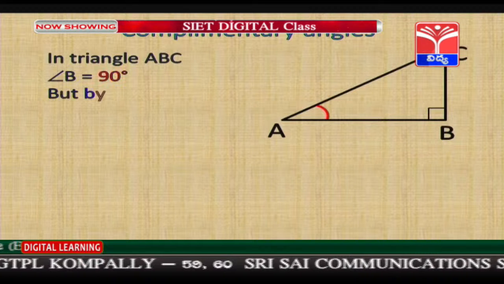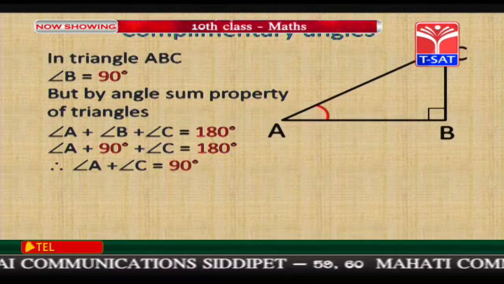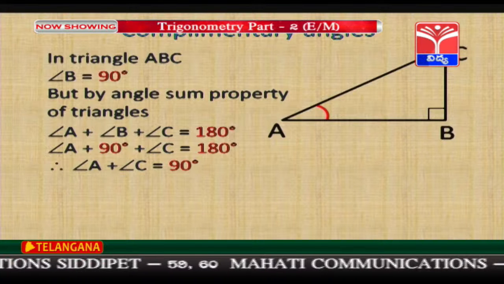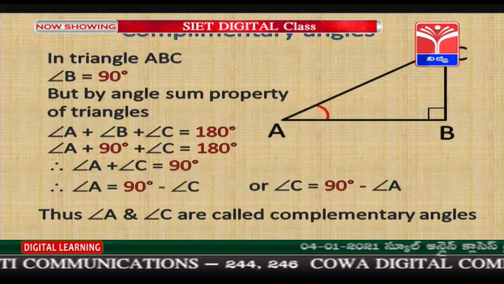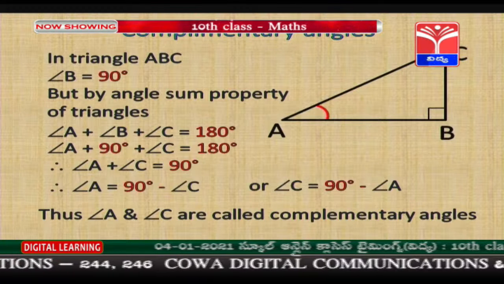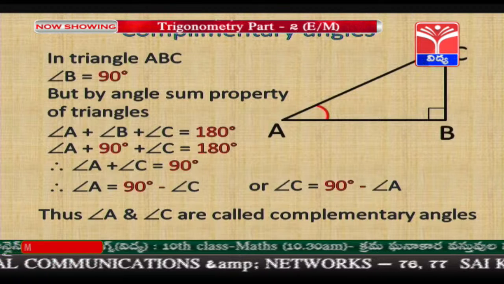So, now we are going to discuss the complementary angles. As we have earlier discussed, if you have 3 angles in a triangle and one of the angles is 90 degrees, the sum of the remaining 2 angles will be equal to 90 degrees. In a triangle ABC, when angle B is 90 degrees, we have to discuss angle A and angle C.